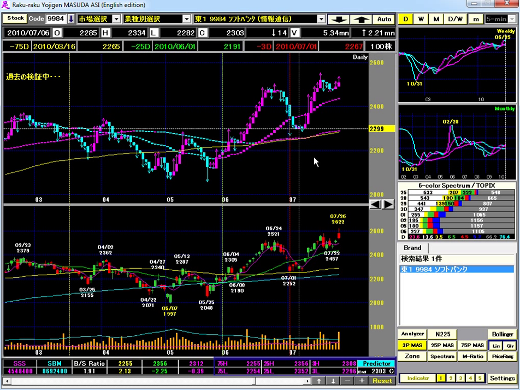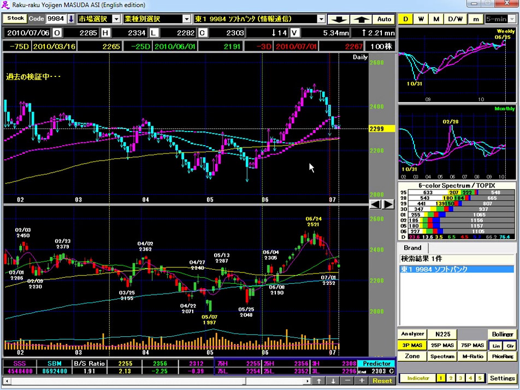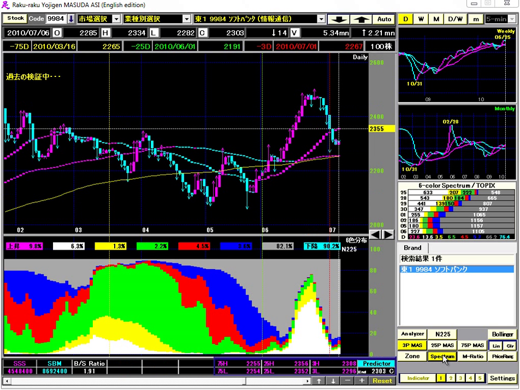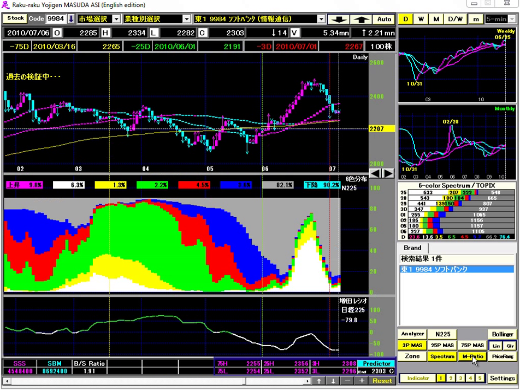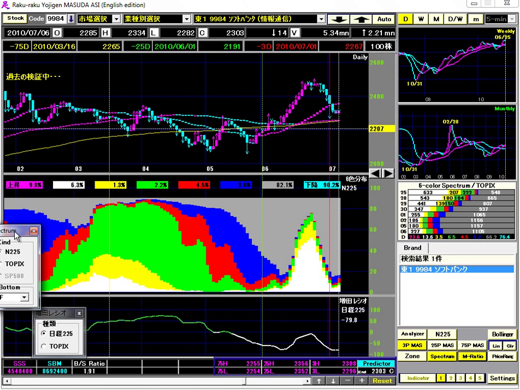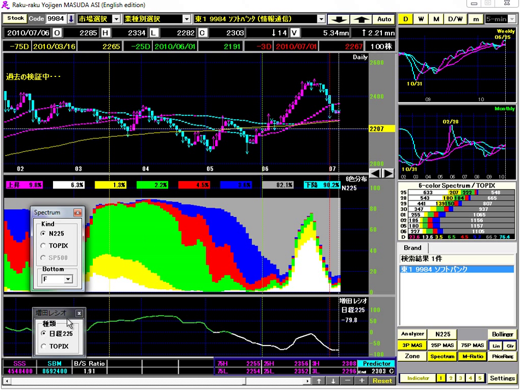let's set our time slip. We'll go back by hitting F3. That makes July 6th our current reference point. What we can also do is bring up the Masuda ratio and the spectrum. So let's bring up both of those. Now in both cases we're referring against the Nikkei 225 for the spectrum and the Nikkei 225 for the Masuda ratio as well.